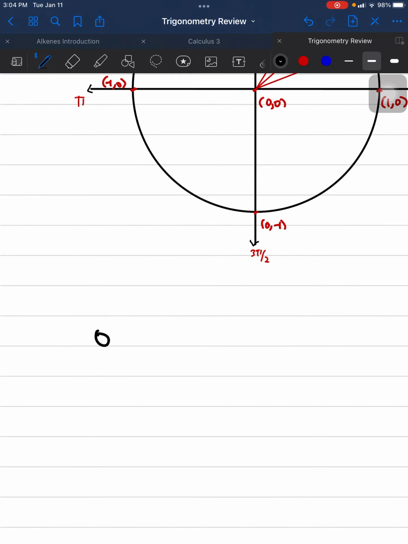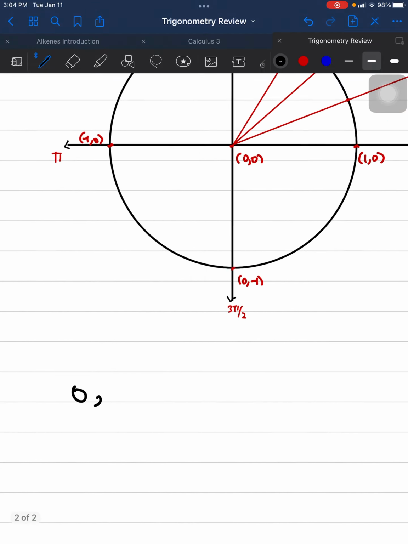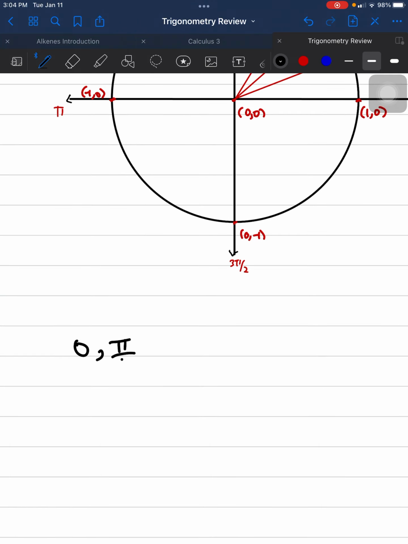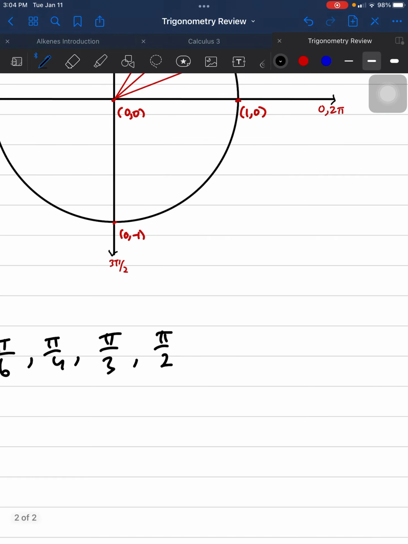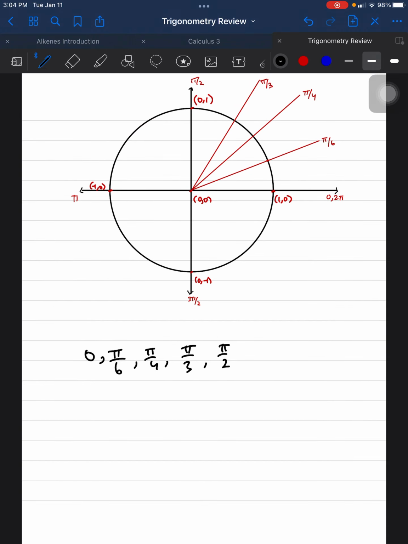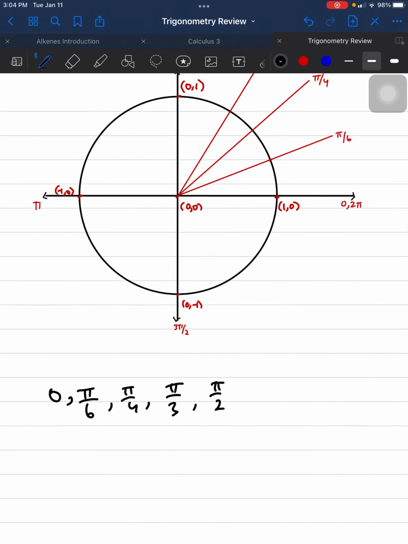The key values you have to understand for the unit circle are 0, pi over 6, pi over 4, pi over 3, and pi over 2. These are the key points that you should know when you're drawing a unit circle or even writing a table of values.